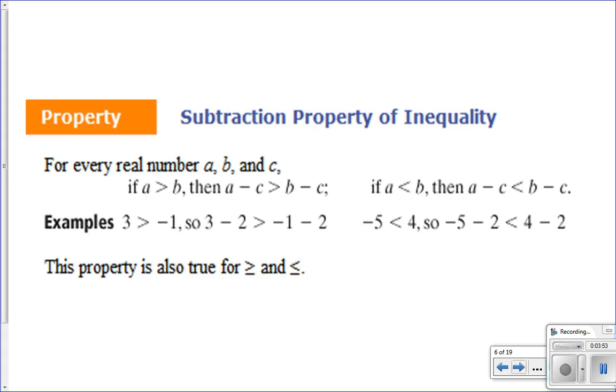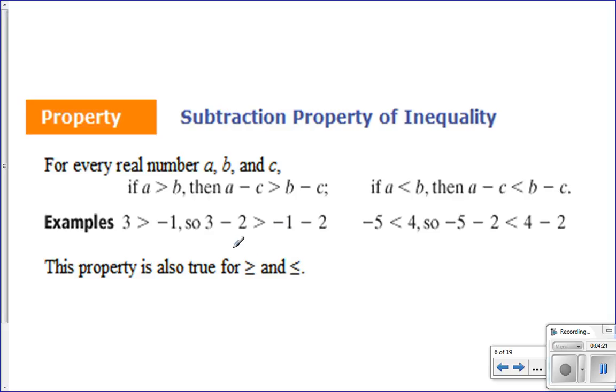The subtraction property of inequality. For every real number a, b, and c, if a is greater than b, then a minus c is greater than b minus c. And if a is less than b, a minus c is less than b minus c. And if you're not sure what that means, look at the examples down here. It means if the left side is greater than the right side, whatever you subtract from the left side, you also have to subtract from the right side, and it's still going to make the inequality true.